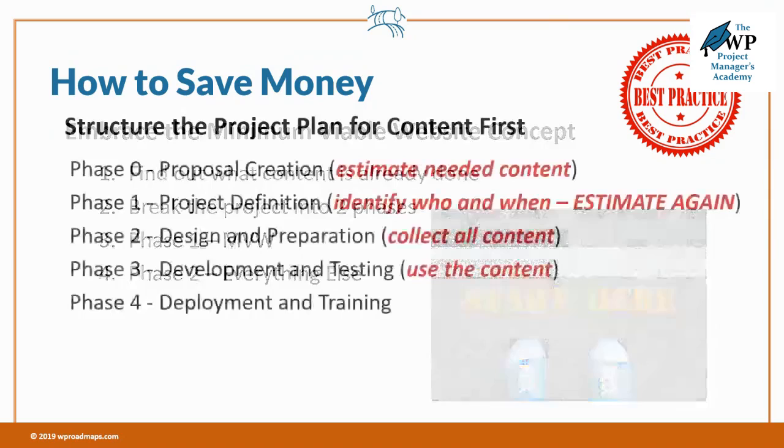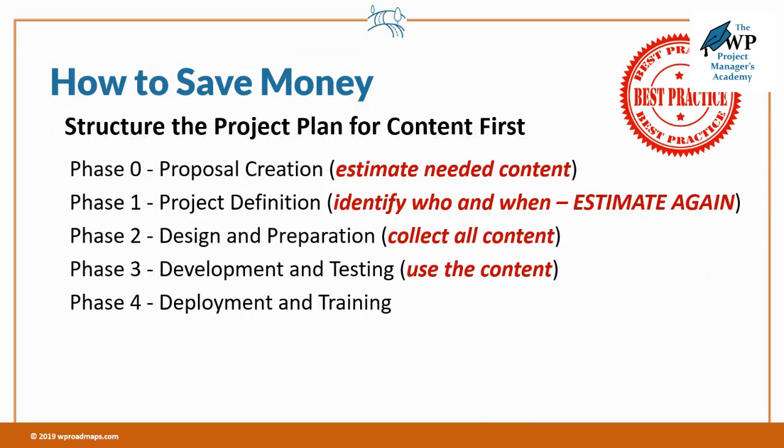Another way to save money, these last two are probably the most important, and that is to structure the project plan for content first. These are the phases that we use. But before I go over those, let me ask you a question. It's sort of a rhetorical question. If you had everything you needed to build a website, and it was all just sitting there. All the plugins were defined.